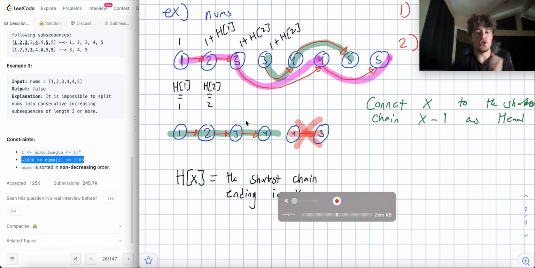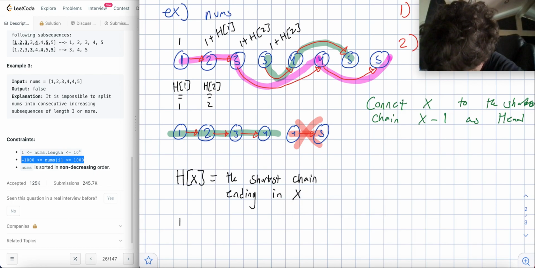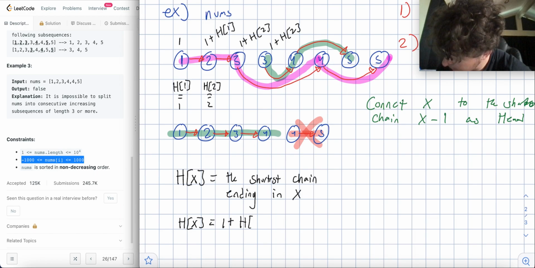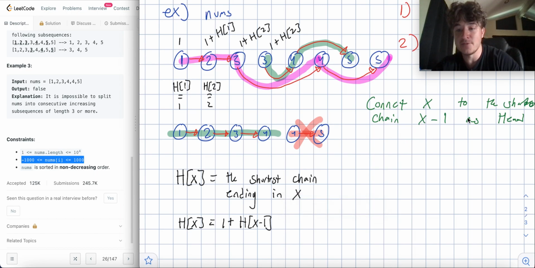The shortest chain ending in X is 1 plus the shortest chain ending in the previous value, right? So H of X is a kind of recurrence relationship, although this is not exactly dynamic programming. H of X equals 1 plus the shortest chain ending in the previous thing, right? And that'll give me what I want, right? I want to create a head ending at X to the shortest chain X minus 1 as head.